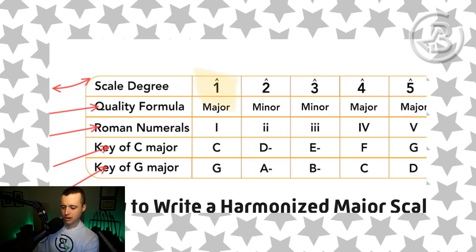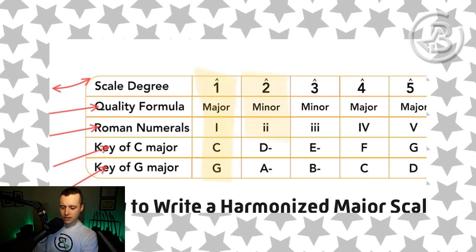So let's look here. Scale degree 1. The quality of the chord is going to be major. The Roman numeral is going to be an uppercase Roman numeral 1. Now here's where it gets interesting. In the key of C major, the chord would be C, and in the key of G major, the chord would be G. Now in both cases, we're going to use the Roman numeral 1. The Roman numeral 1, we're always going to use that to show the chord that is on scale degree 1. Doesn't matter what the key is.